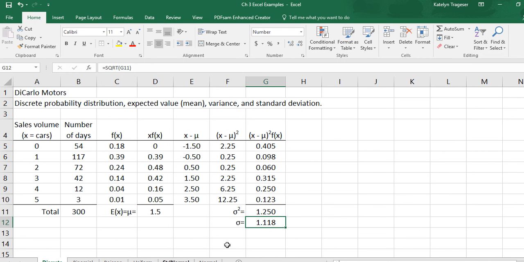So now again, in this whole example, we found our discrete probability distribution, which is our f of x. We found our expected value, or our mean, mu, or 1.5. We calculated the variance, which was this 1.25 right here. And then from our variance, we calculated our standard deviation.